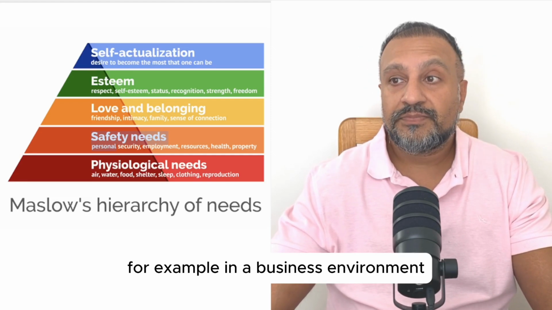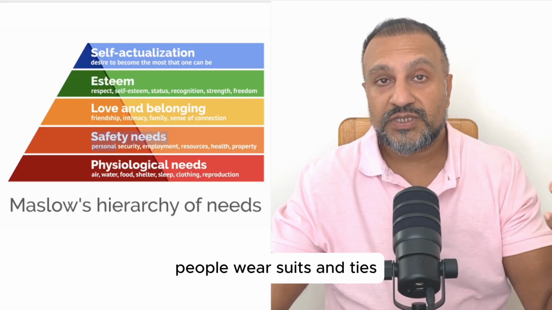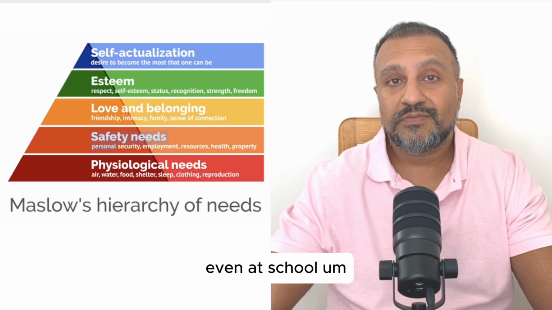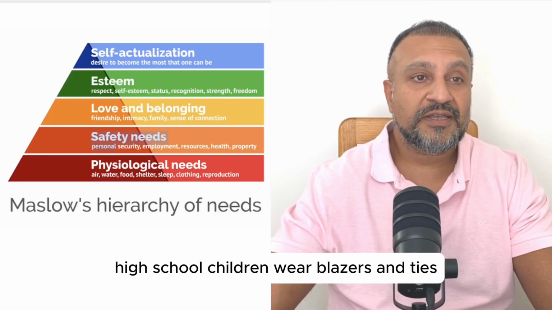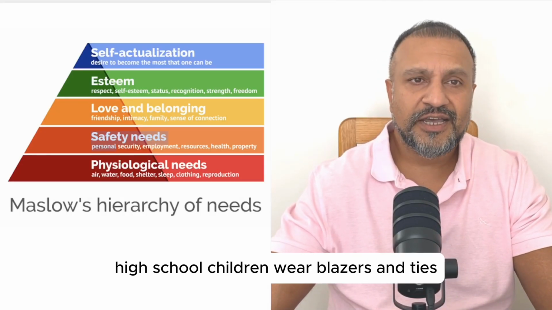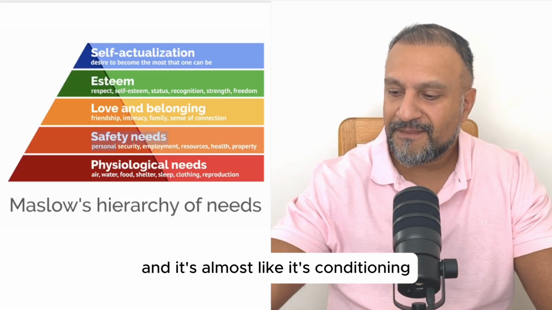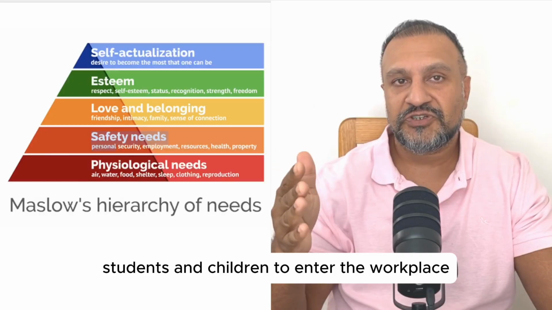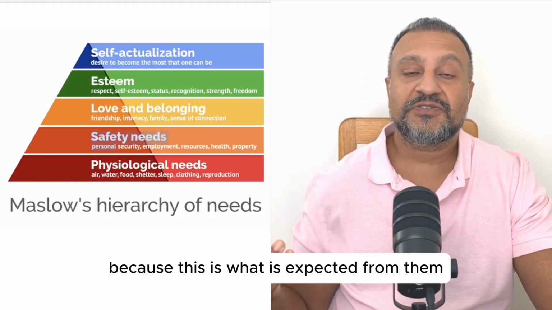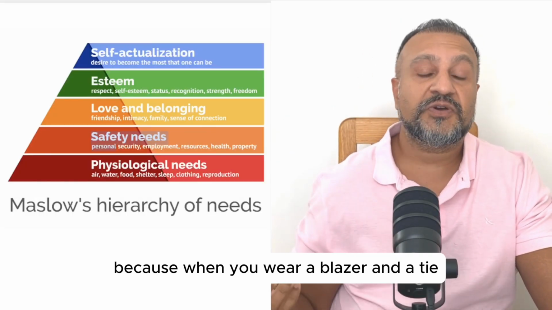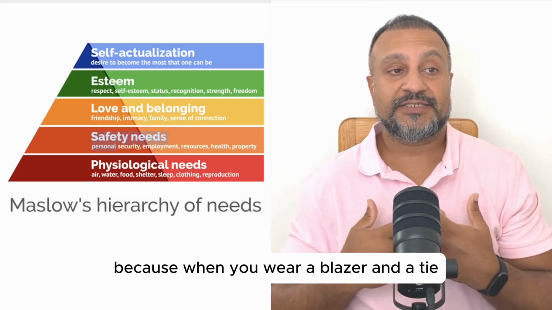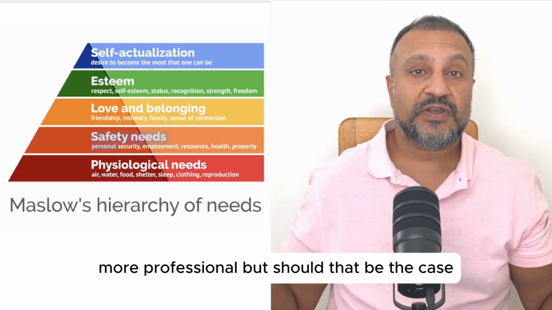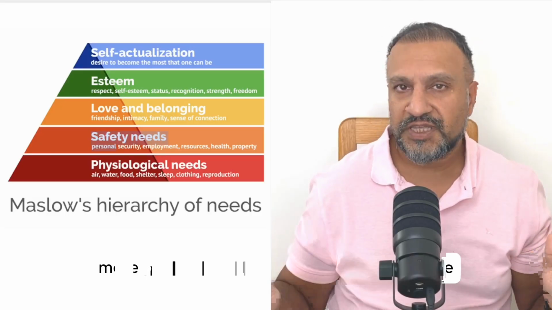For example, in a business environment, people wear suits and ties. Even at school, high school, children wear blazers and ties, and it's almost like it's conditioning students and children to enter the workplace because this is what is expected from them. Because when you wear a blazer and a tie, you look more presentable, more professional. But should that be the case? So, something to think about.